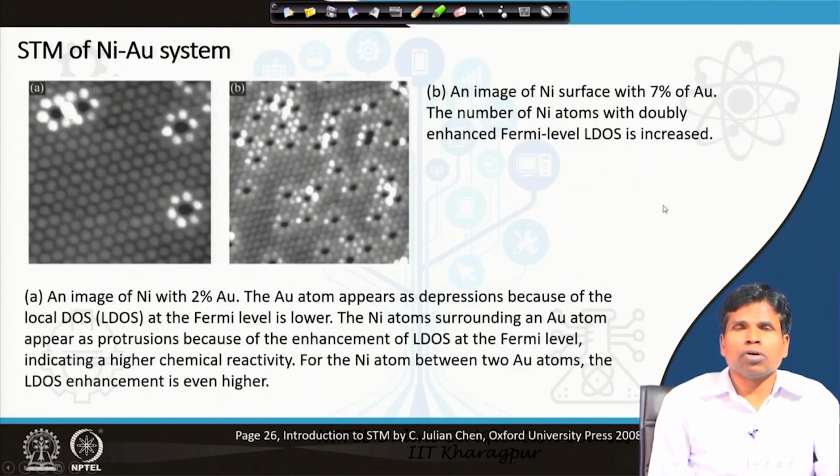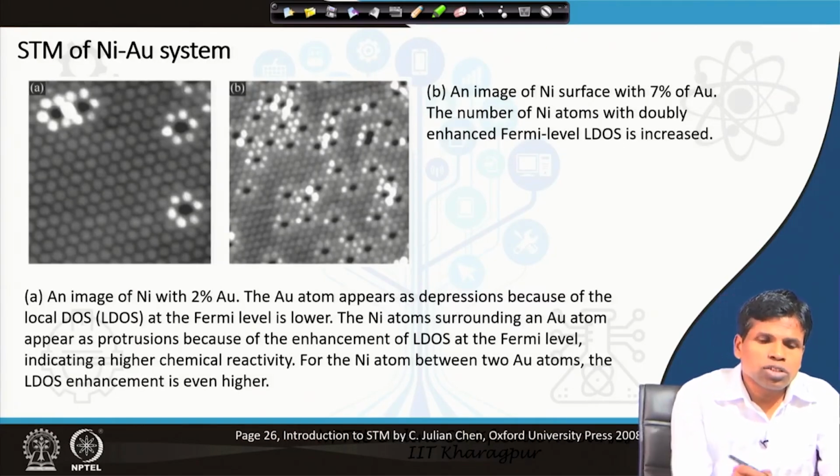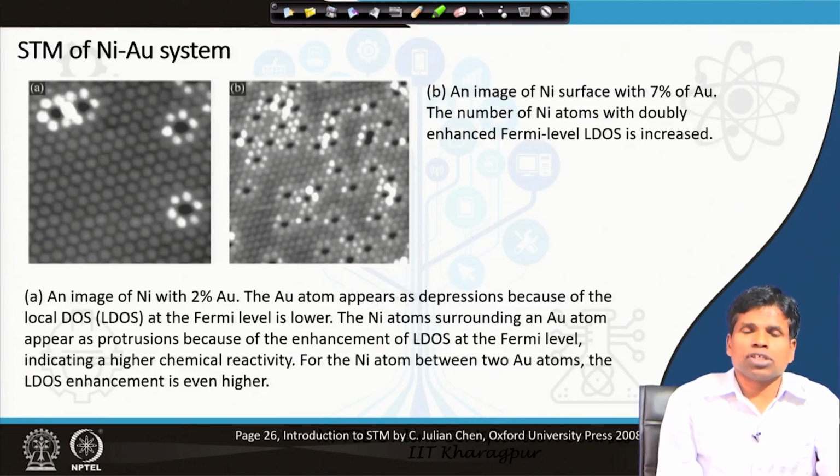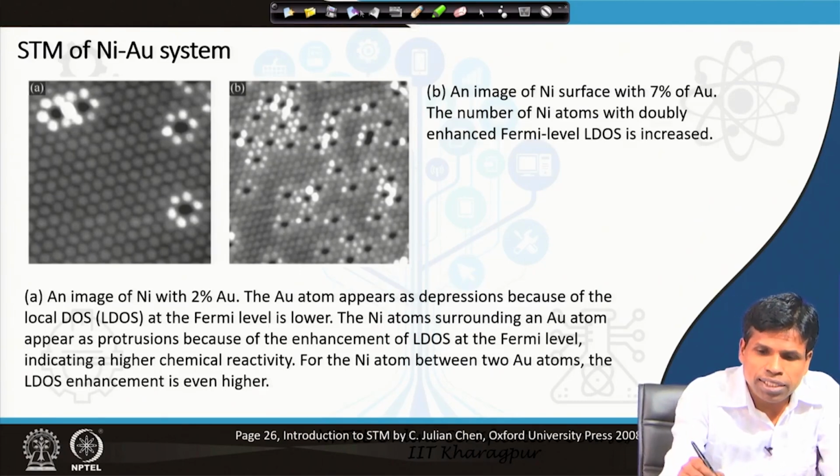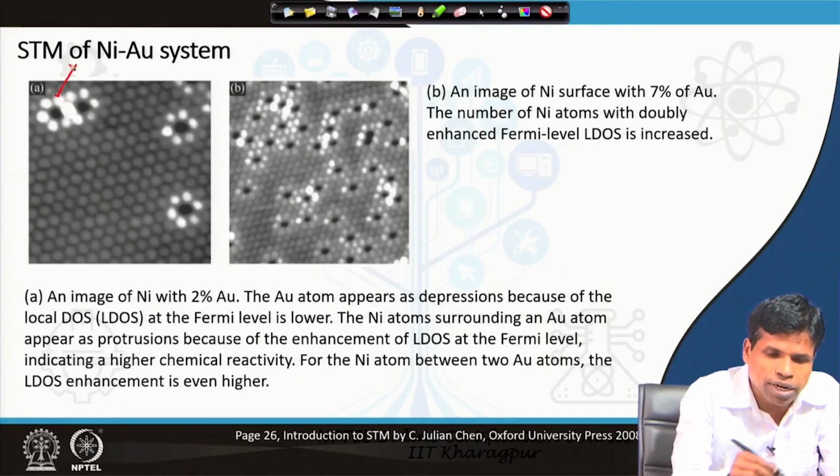Here is an example of a nickel gold system. This is shown as an image of how the local density of states changes across the sample. What we can see on the left side is three types of contrast. One is very bright, like this region and this region, and this region even brighter, and this region is dark, this region dark, this region dark. Around the darker portions there are brighter atoms. These are all brighter atoms.